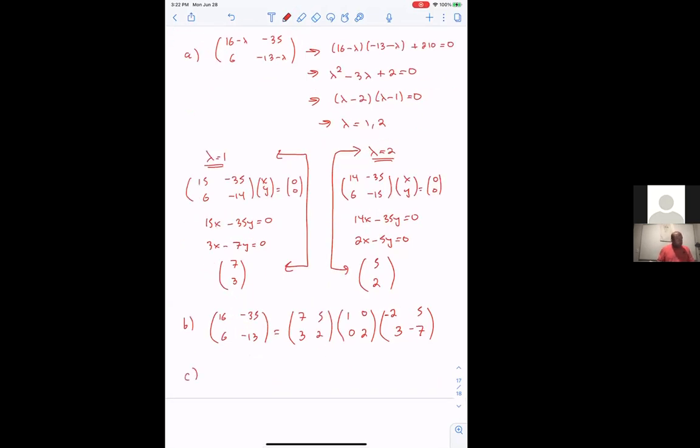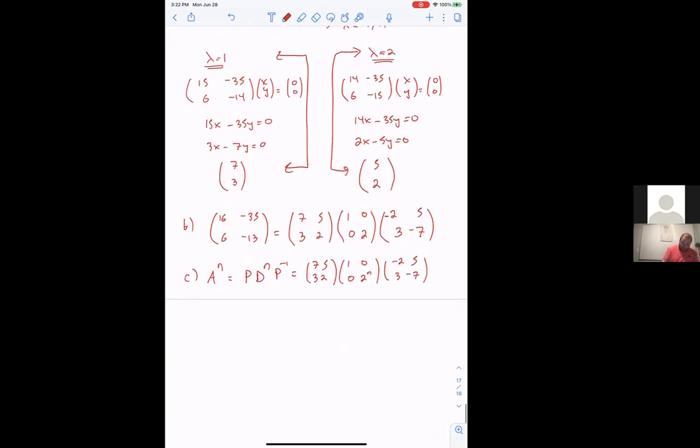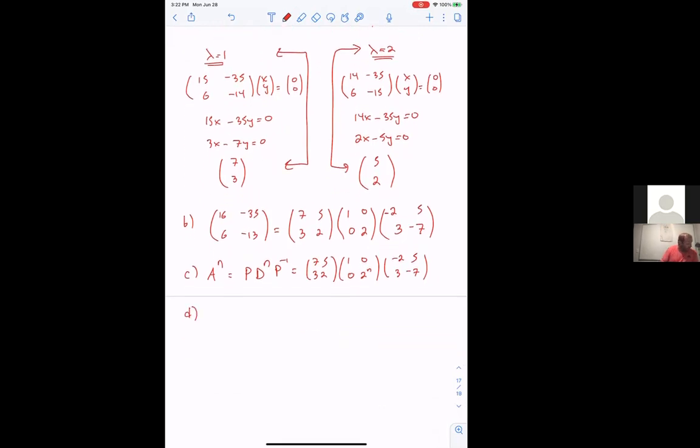C. Find a general expression for A to the n. What is A to the n? Well, A to the n is P D to the n P inverse. So that's just 7, 5, 3, 2, 1 to the n, which is 1, 0, 0, 2 to the n, negative 2, 5, 3, negative 7. D. Use your GDC. Use your expression in part C to find A to the 4.